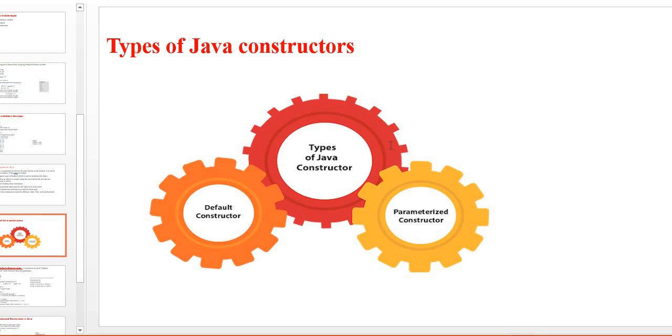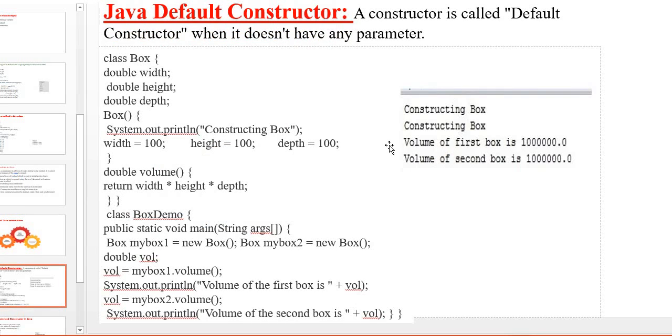There are basically two types of Java constructors, that is the default constructor and the parameterized constructor. A default constructor will be called with zero arguments. Parameterized constructors will be called with some arguments. Let's understand the Java default constructor. A constructor is called a default constructor when it does not have any parameter. Here is an example which illustrates the default constructor.